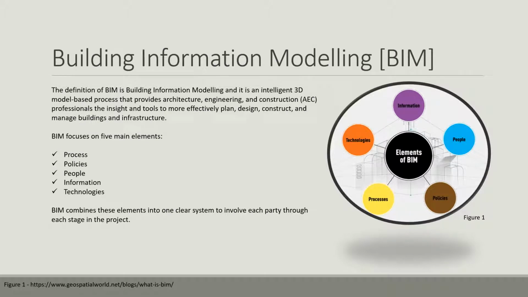The definition of BIM is Building Information Modeling, and it is an intelligent 3D model-based process that provides architecture, engineering, and construction professionals the insight and tools to more effectively plan, design, construct, and manage buildings and infrastructure. BIM focuses on 5 main elements: processes, policies, people, information, technologies, and it combines all of these elements into one clear system to involve each party through each stage of the project.